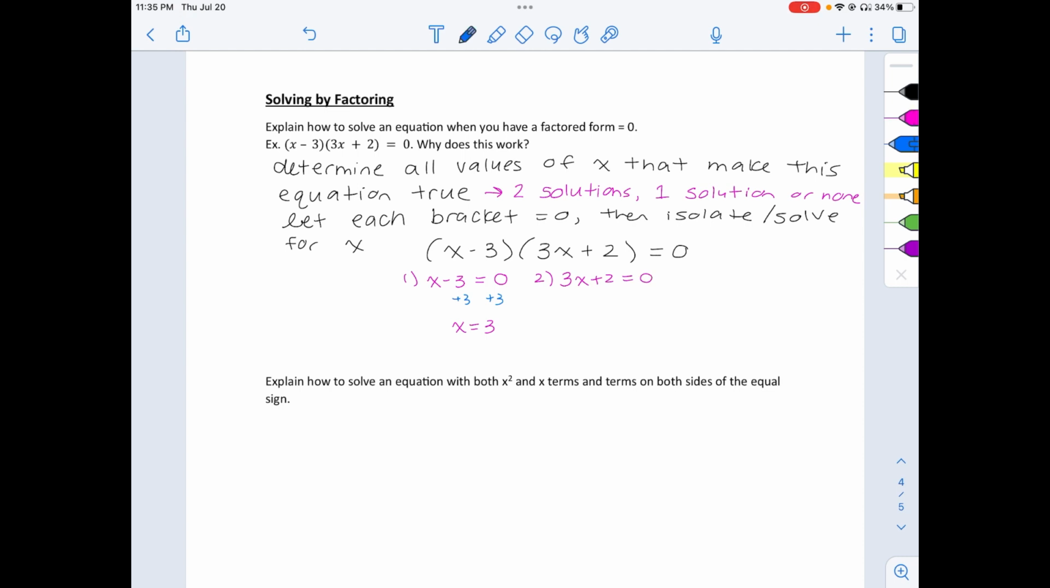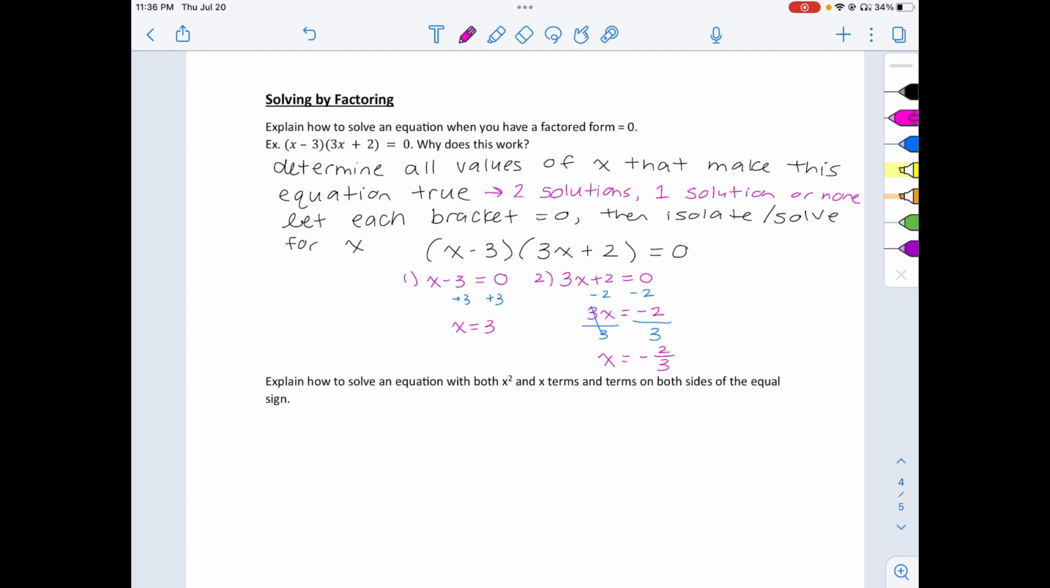This one just has one extra step. First we want to bring this number to the other side of the equal sign, so we're going to subtract 2 on both sides. We'll have 3x equals -2. We don't want 3x, we want just x, so we're going to divide by 3 here to cancel it out, divide by 3 here, and we have x equals -2/3.